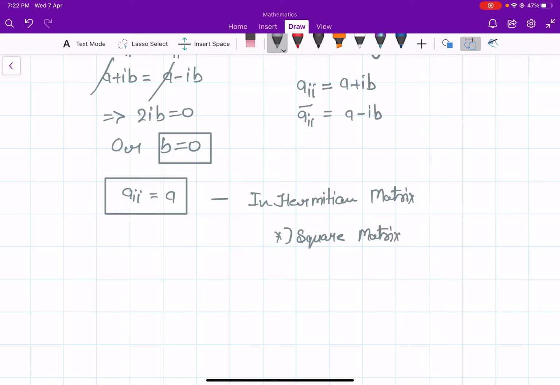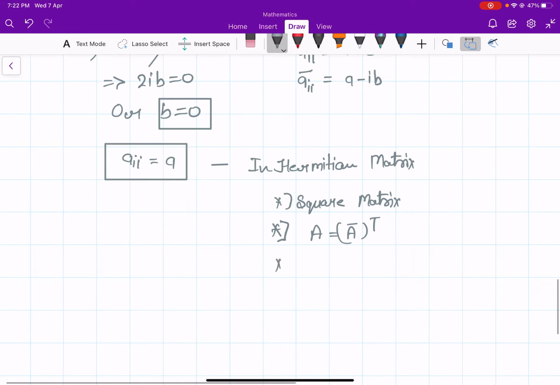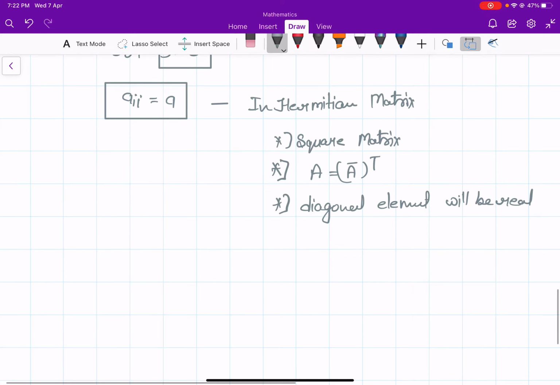The next one is A is equal to its transpose of conjugate matrix, and the third one is diagonal elements will be real. So this is the condition for a Hermitian matrix.